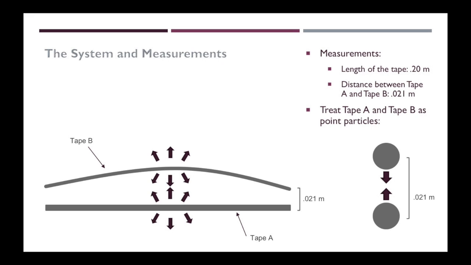The distance between tape A and tape B is 0.021 meters, and the length of both tapes is approximately 0.2 meters. The arrows pointing out from each tape represent their positive charges. It is also assumed that the charge of tape A and tape B are equal. This is a reasonable assumption because they were both charged in the same manner from the same base tape. For the calculations, tape A and tape B will be treated as point particles, as can be seen on the right.